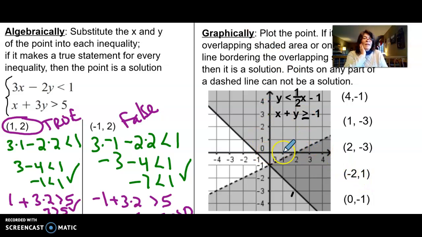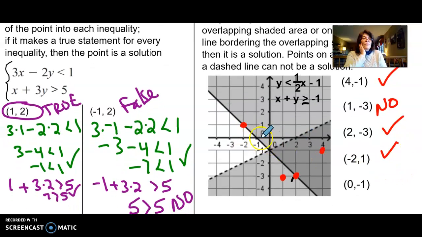So let's graph 4, -1. That looks good. That's in the region we like. 1, -3. Ooh, nope. 2, -3. Okay, since that's a solid line, yep. -2, +1. I'll go with that. 0, -1.